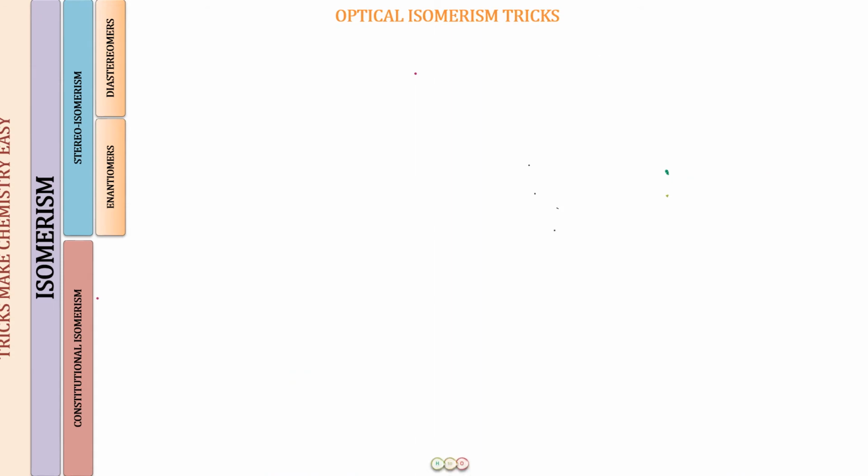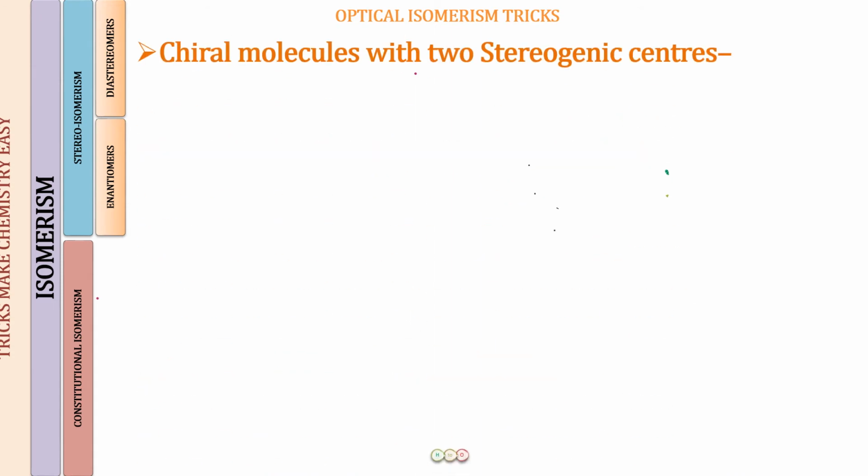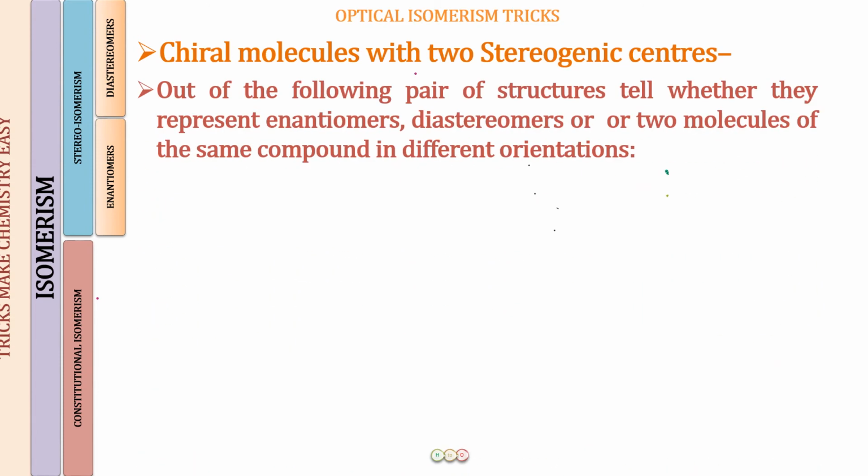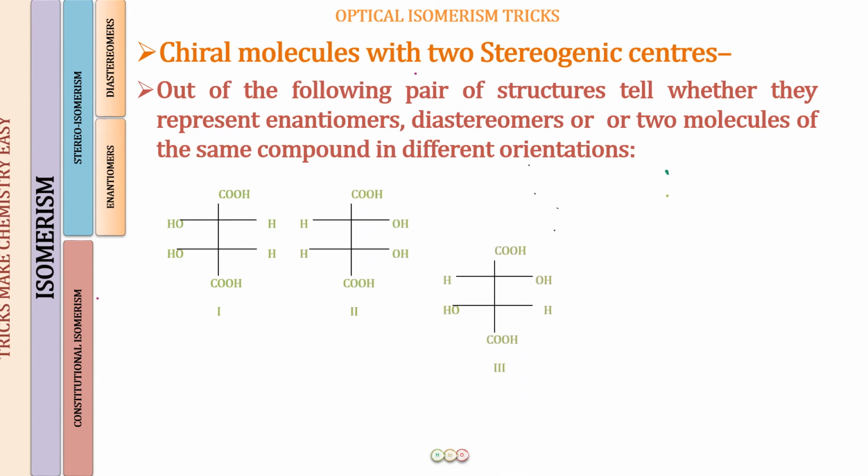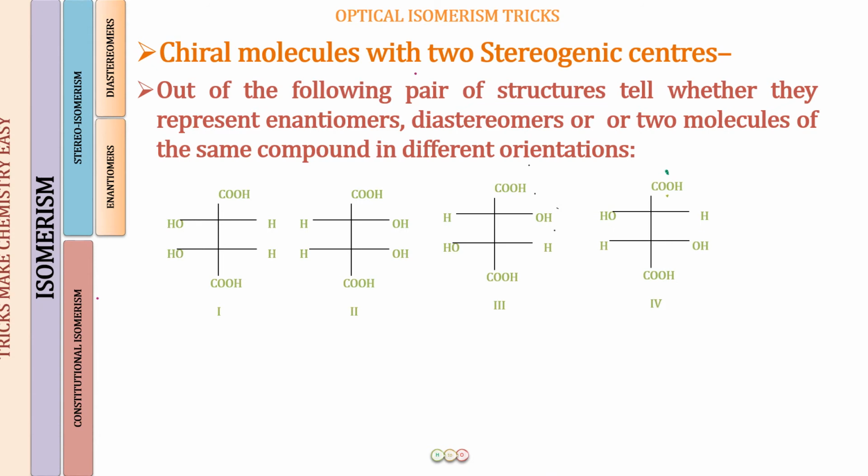So next again is a question for you people. We are having chiral molecules with two stereogenic centers, and we want to determine whether the structures that are given to us are enantiomers, diastereomers or identical molecules. The structures given are structure 1, structure 2, structure 3 and structure 4. And this compound, let me tell you, is a very important compound.